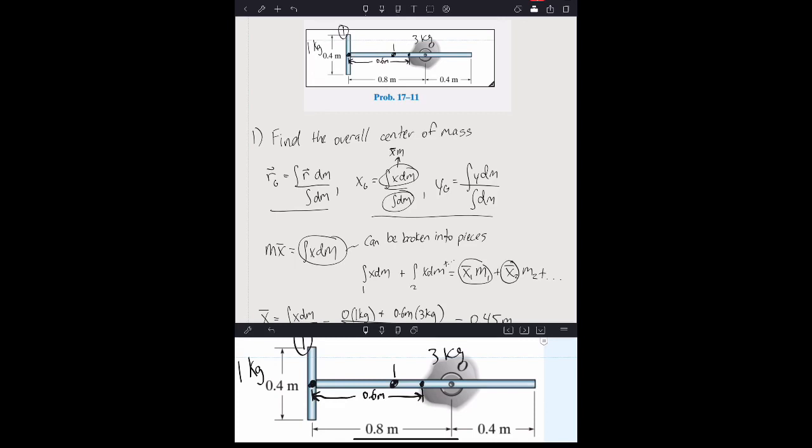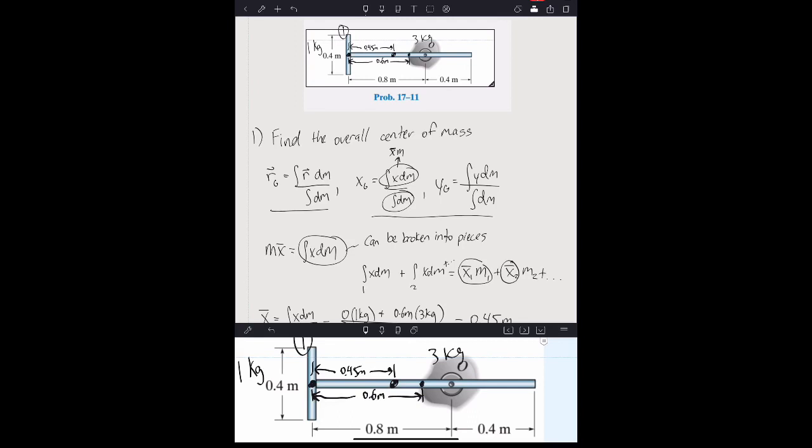And this distance is 0.45 meters from the left. You might be wondering, could I have used O for the origin, or rather even, do I need to use O for the origin? For the center of mass calculation, you do not. For the center of mass calculation, you can pick any origin you want to. I will almost always pick the point in the bottom left corner so that nothing is negative.